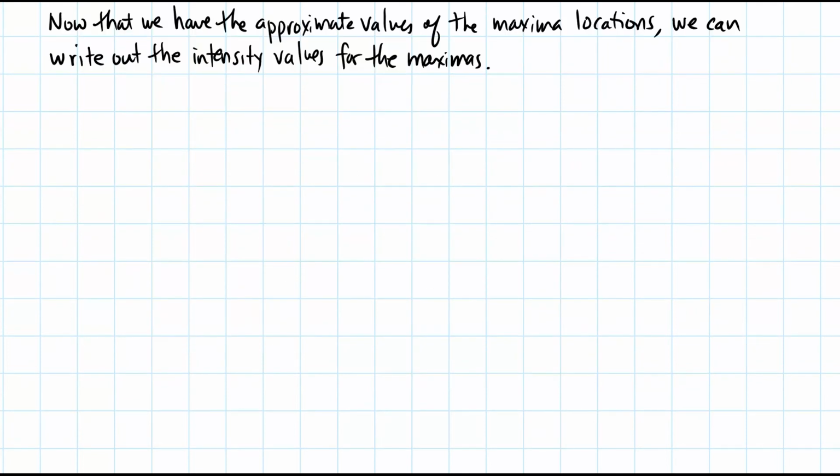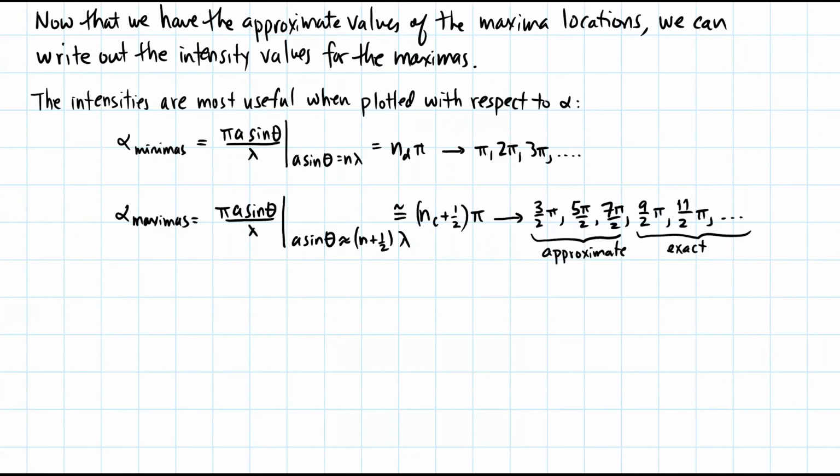Now that we have the approximate values for the maximal locations, we can write out the intensity values for the maximas. Intensities are most useful when plotted with respect to alpha. Since we've already gone through these alphas, let's just summarize these. So alpha for minimas is nd pi, so it's at pi, 2 pi, 3 pi, etc. Alpha for maximas are approximate, and it's going to be (nc plus 1/2) pi. So for the first three, they're approximate, and I'm going to say that after 3, 4, 5, 6, whatever, they're going to be exact.